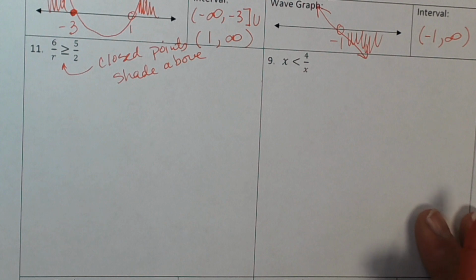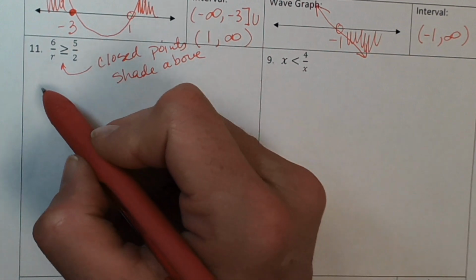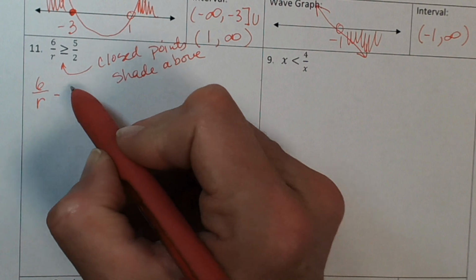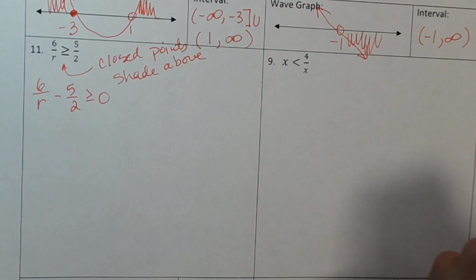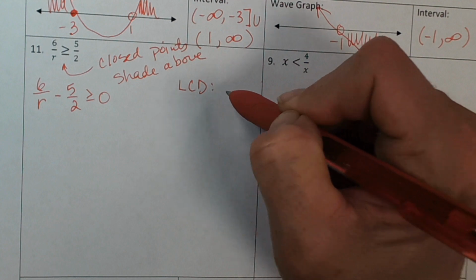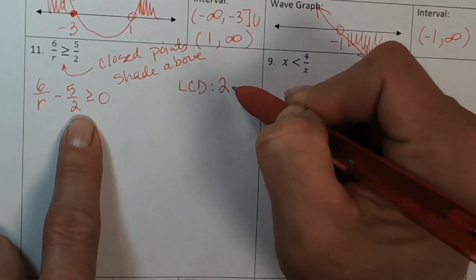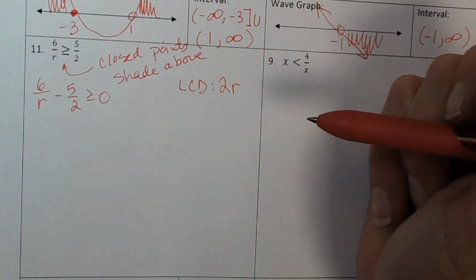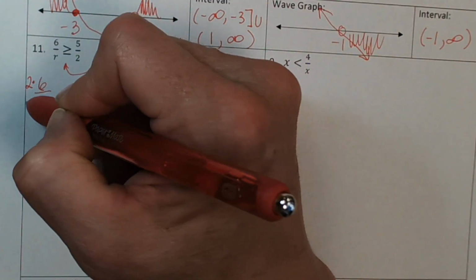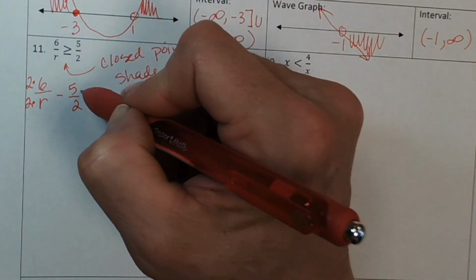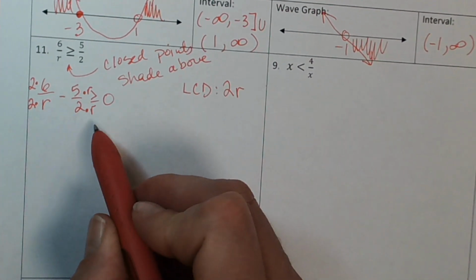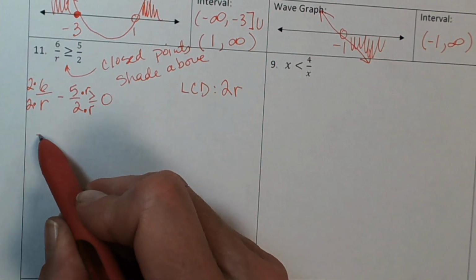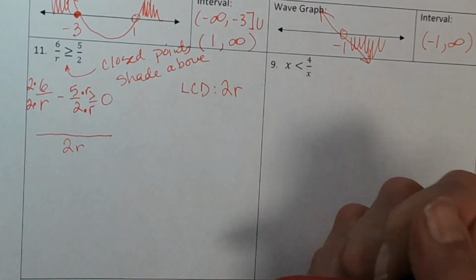Now again, that first step is getting everything moved to one side. So I have 6 over r minus 5 over 2 is greater than or equal to 0. So now I need to think about what would be my least common denominator. I have an r and I have a 2, so my least common denominator is a 2r. So this one needs a 2 in the top and a 2 in the bottom, and this one needs an r in the top and an r in the bottom. So I can see both of my denominators at this point are 2r. So I'm going to write it as 1 fraction over 2r.